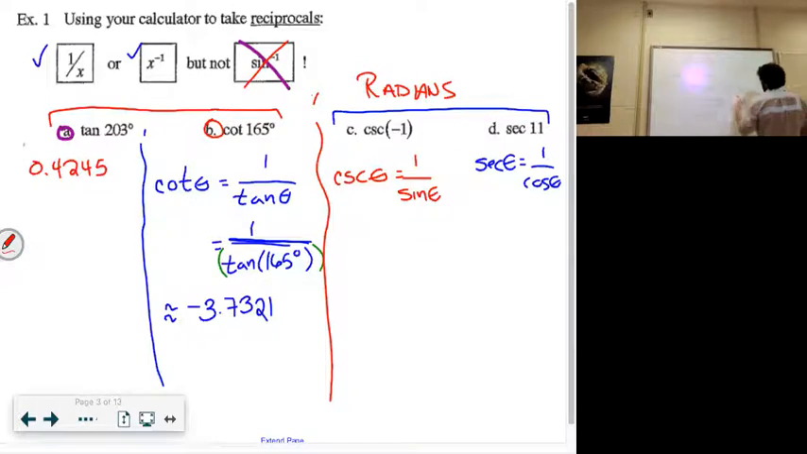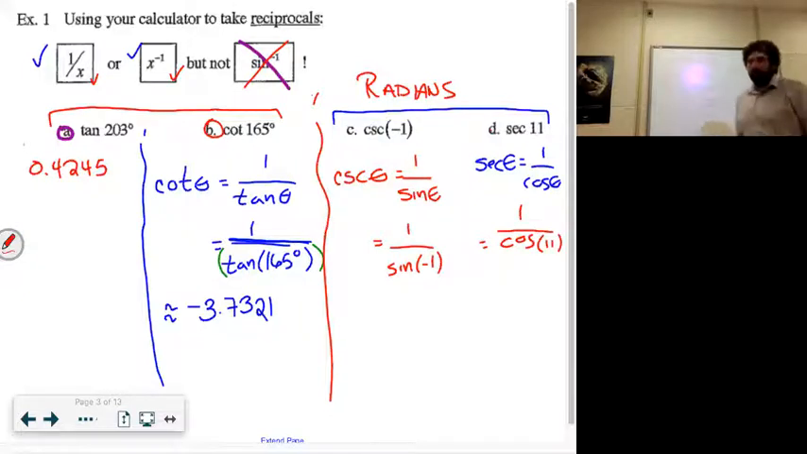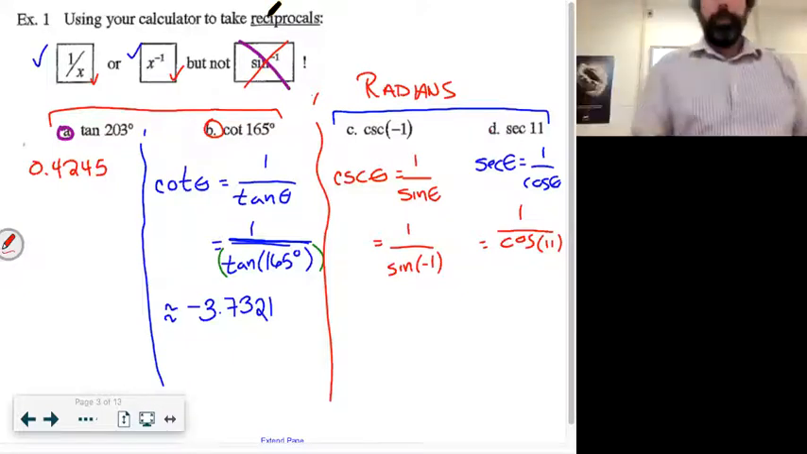If I wanted to calculate the cosecant of -1, then I would divide 1 by the sine of -1 radians. Alternatively, you could just type in sine of -1 and hit either one of these functions on your calculator and get the same answer. And if you're dealing with part D here for secant 11, you would do 1 divided by cosine of 11 radians right there. So just to give you a sense of what that looks like.